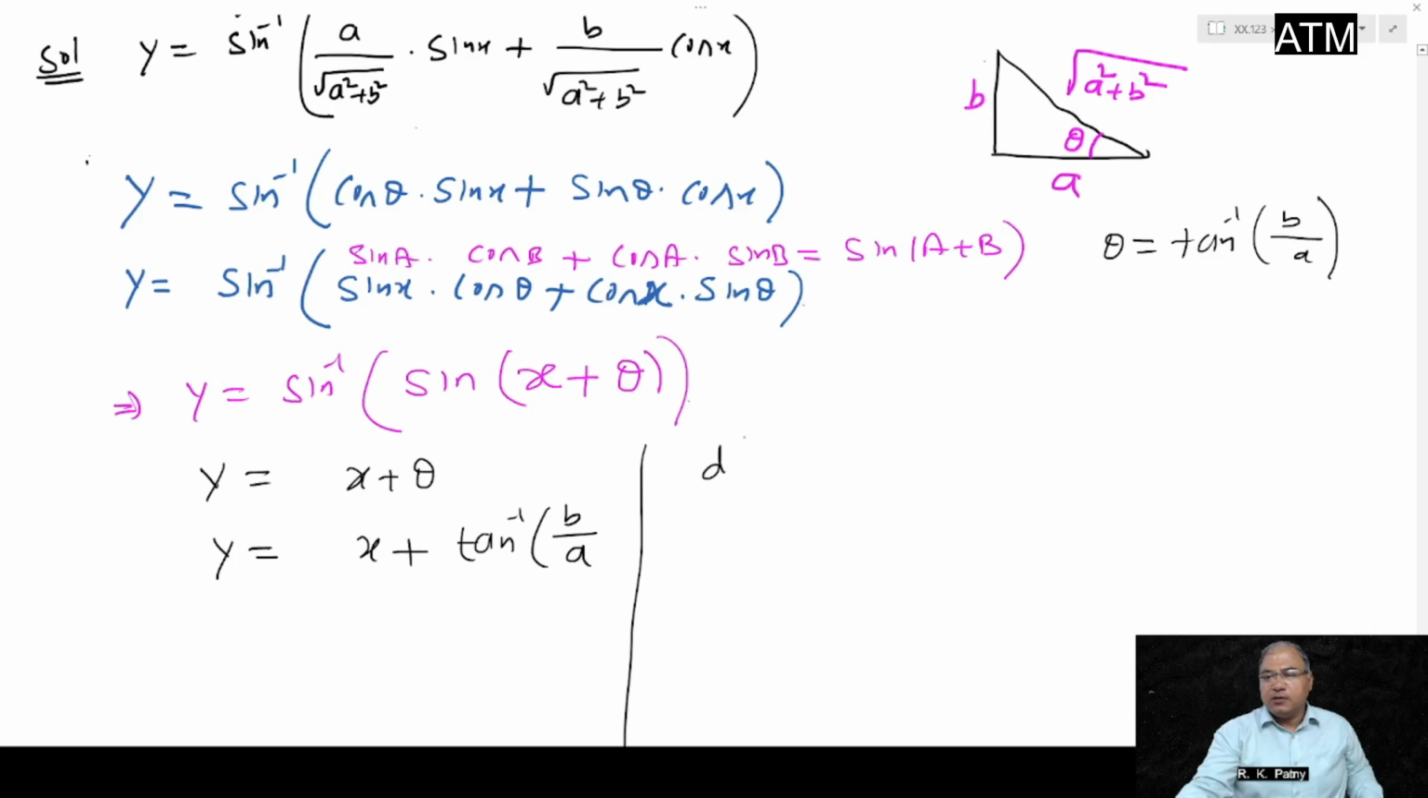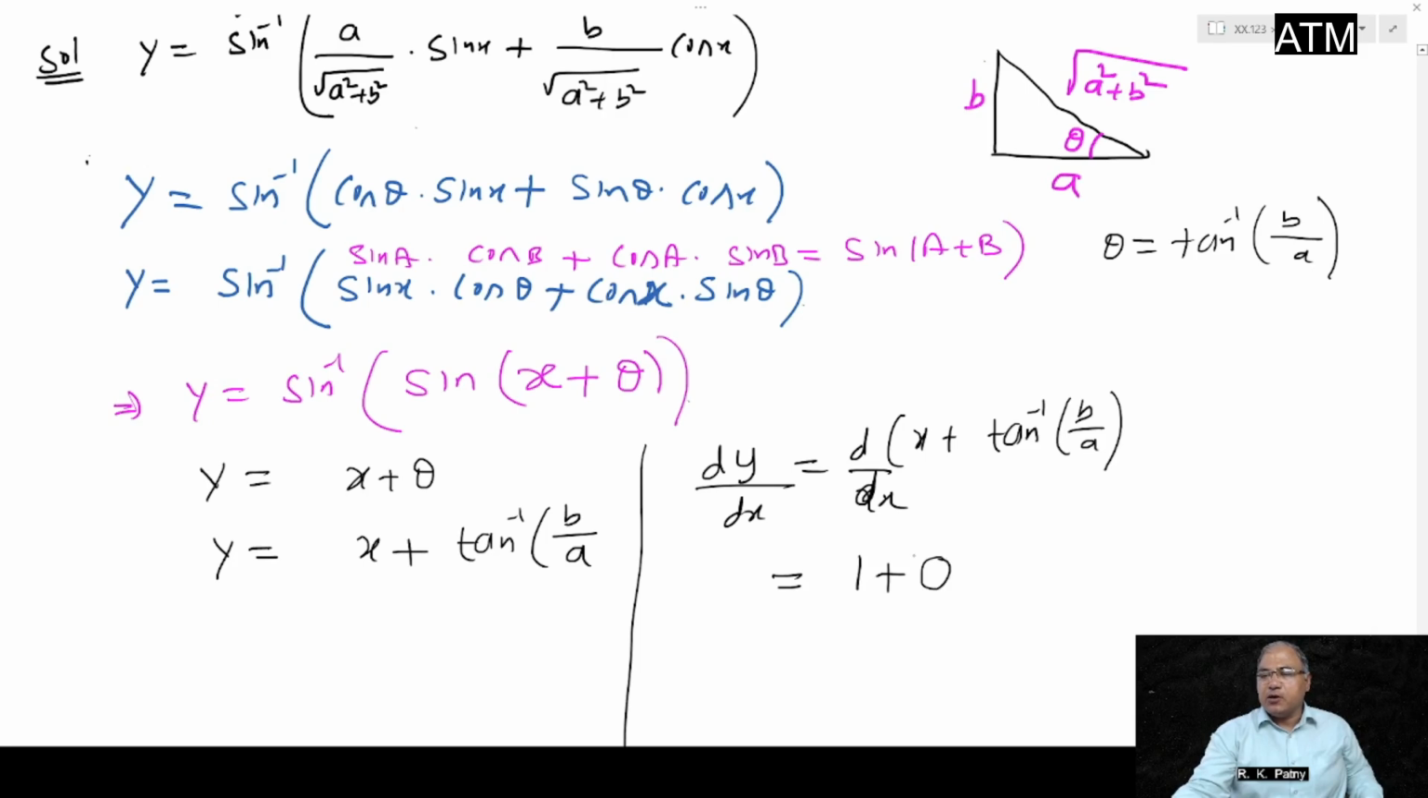Now, differentiating with respect to x: dy by dx equals the differentiation of x plus tan inverse of b upon a with respect to x. The differentiation of x is 1 and the differentiation of tan inverse of b upon a equals 0. Therefore, dy by dx equals 1. So this type of problem is solved like this. Let us have one more example of the same type.